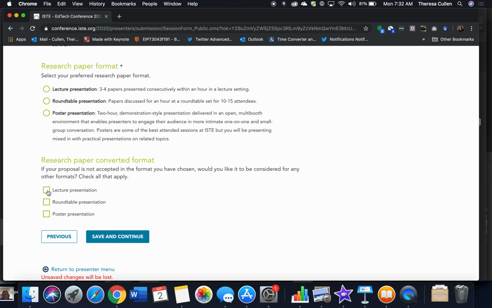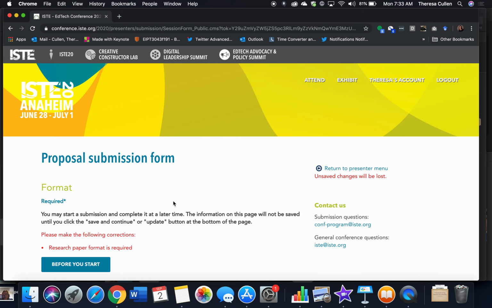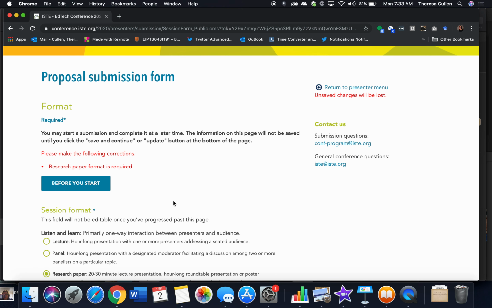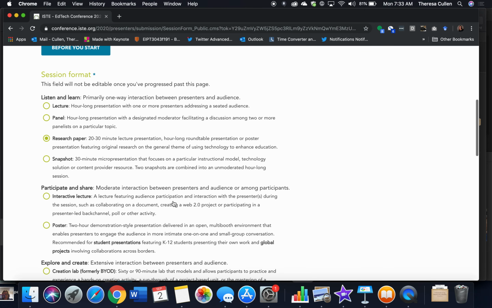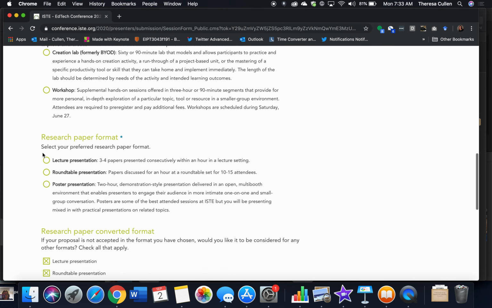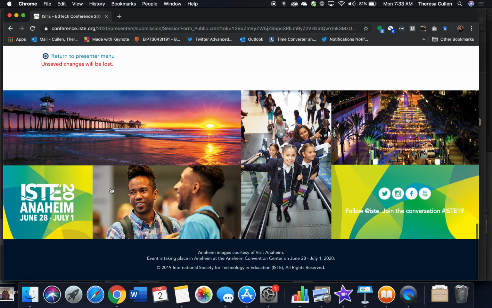Then it says, what other type of format would you like? This is like, maybe I'm going for lecture, but I'd be willing to accept roundtable or poster presentation. Click the ones that you're willing to do and then click Save and Continue. Oh, it has a problem. Research paper format is required, so I skipped picking this one, so I'm going to prefer a roundtable.